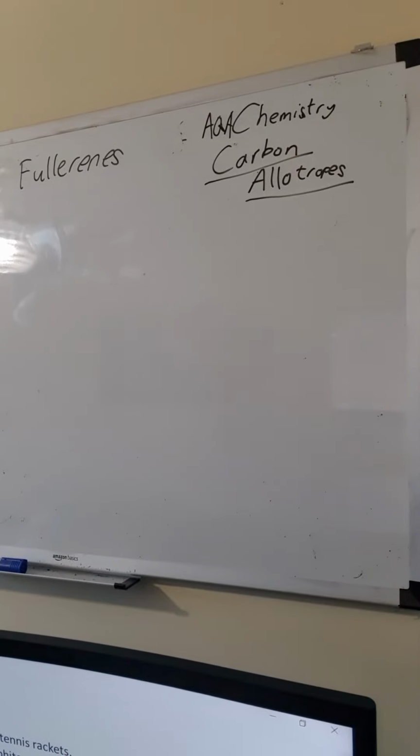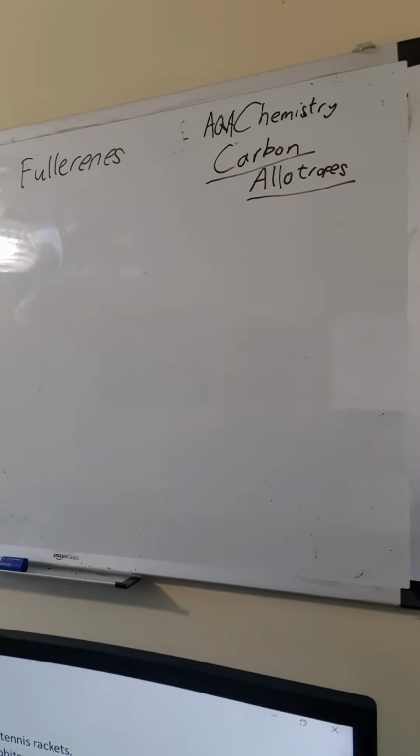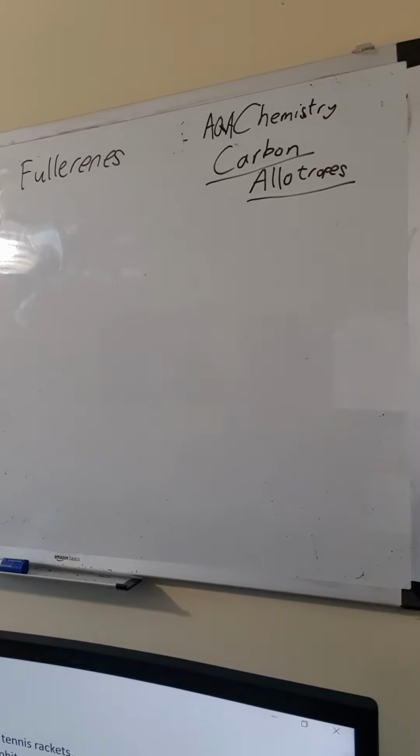Hello, today we're looking at GCSE Chemistry AQA carbon allotropes, and more specifically at fullerenes. And I think fullerenes, personally, are the most interesting allotrope. I've always been fascinated by them because they have so many uses. But first, let's talk about what fullerene is. Of course, it's a form of carbon, it has carbon in it.